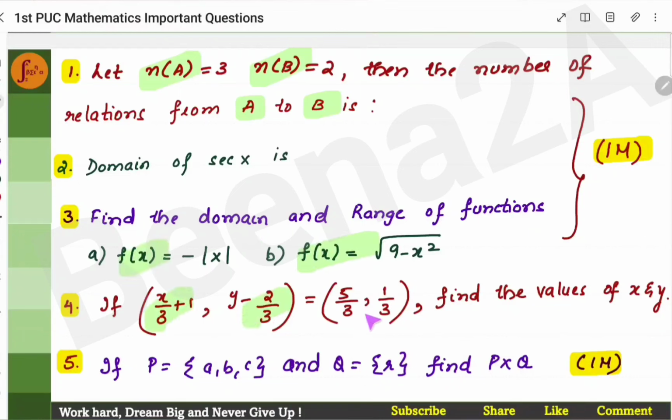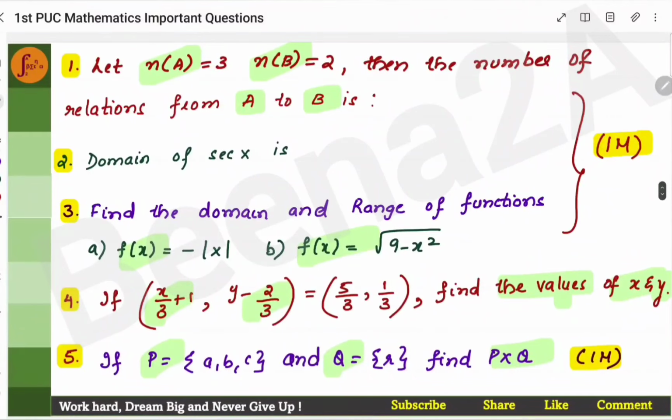And here you have coordinates. Here you have x and y expressions given. Find the value of x and y. Then you have 2 sets. You have to find the Cartesian product, right? So these are all easy 1 markers, right? Especially Cartesian products and this particular equation, these are all easy ones.